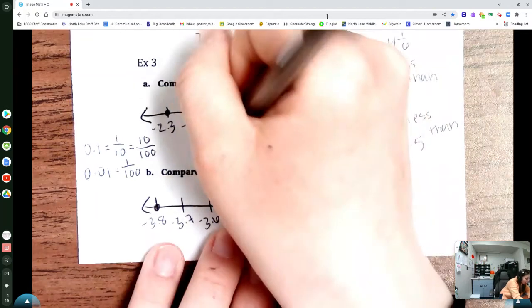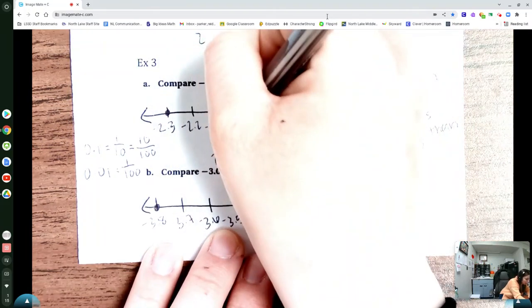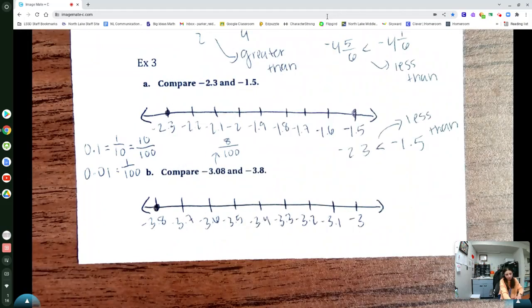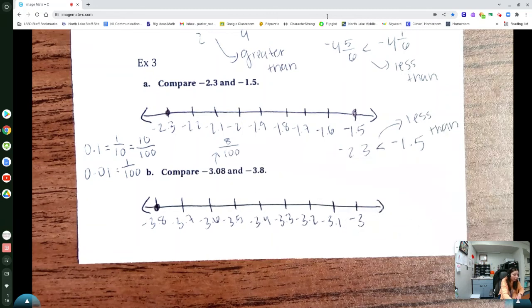Now that we know that, let's think about this negative 3.08. Well, 3.08, that 08 part, I can write as 8/100ths. So I know that this is less than negative 3. It definitely has to be further to the left than negative 3 because I do have this decimal part on the end.